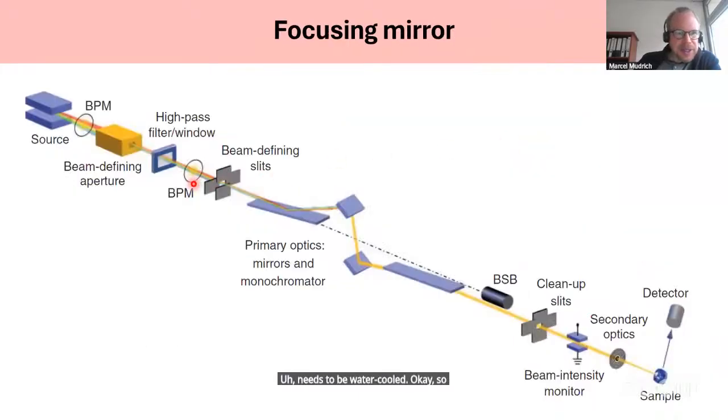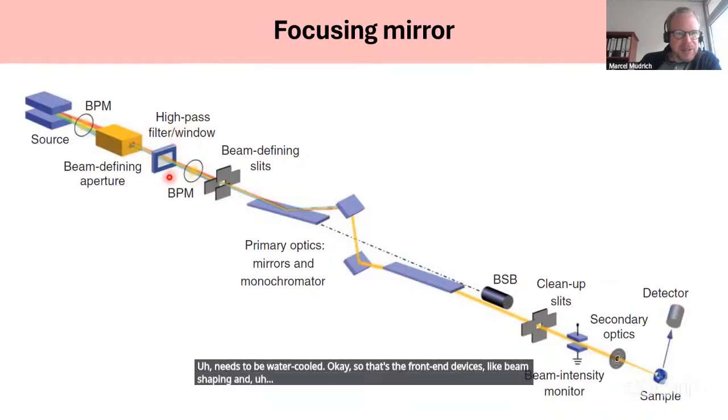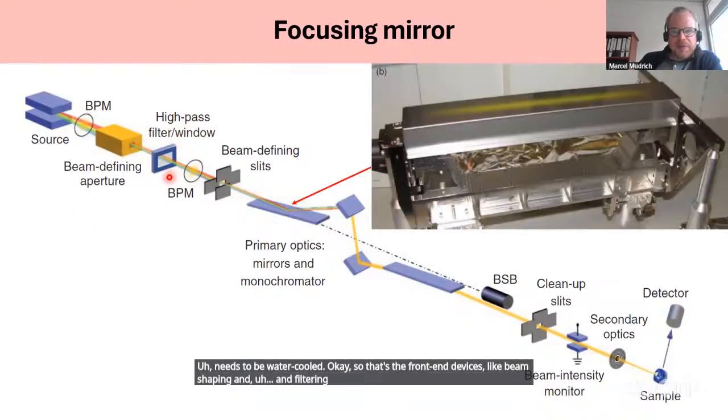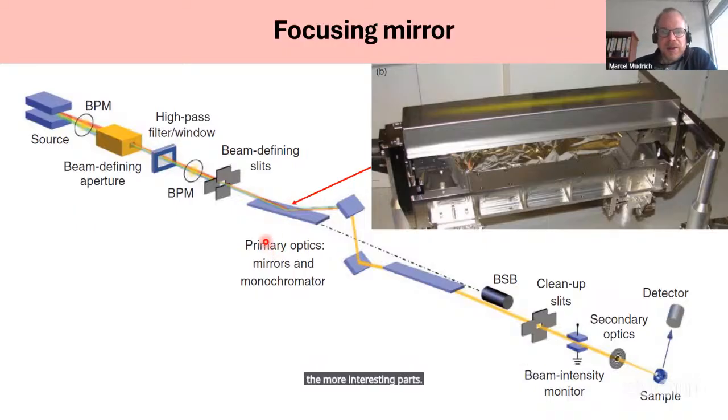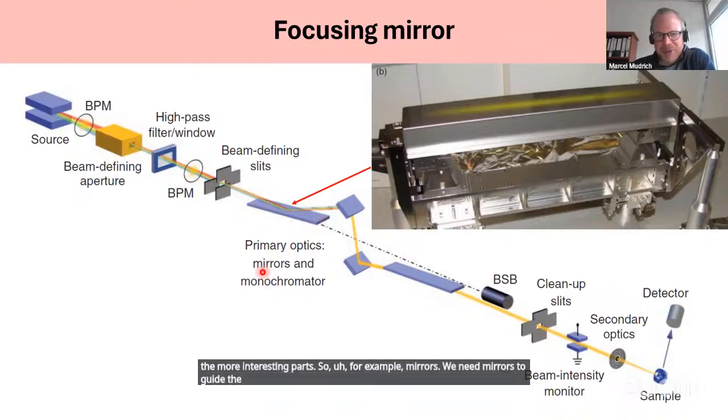Okay, so that's the front end devices like beam shaping and filtering. Then further downstream, there are some slits. Further downstream then comes the optics, and that's the more interesting part. So, for example, mirrors. We need mirrors to guide the beam, to focus the beam.